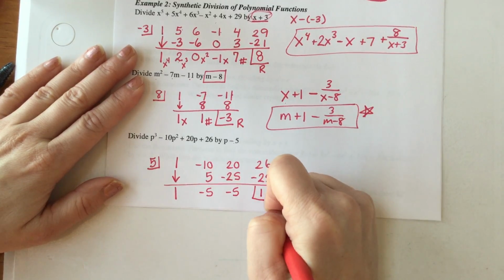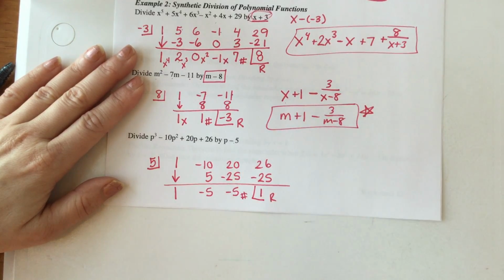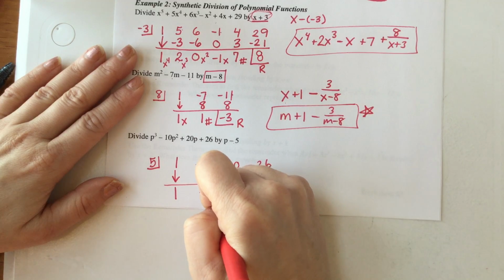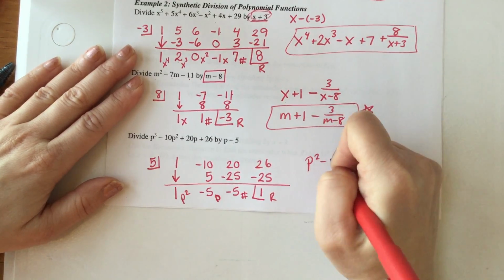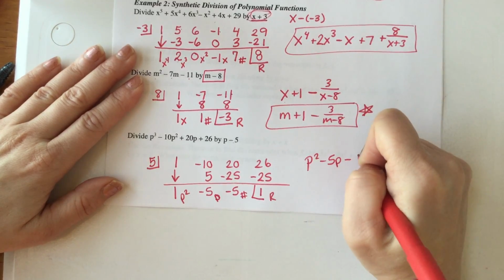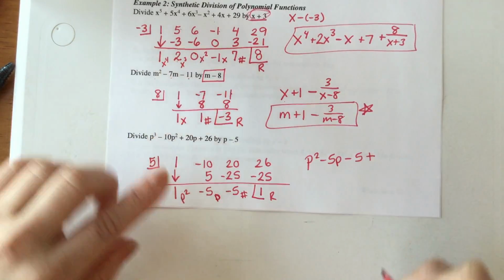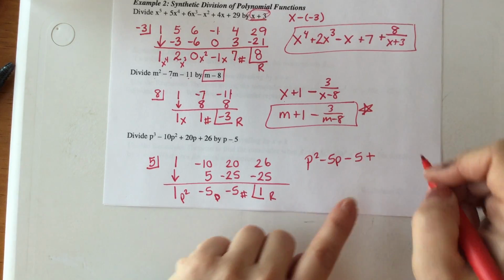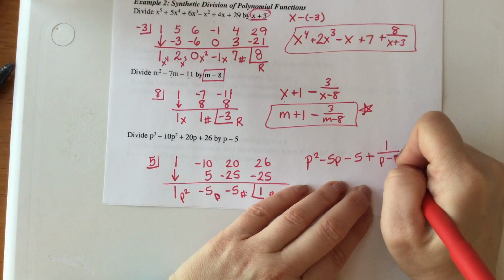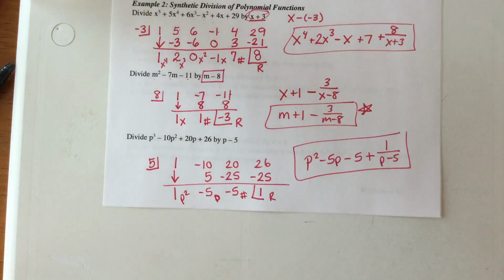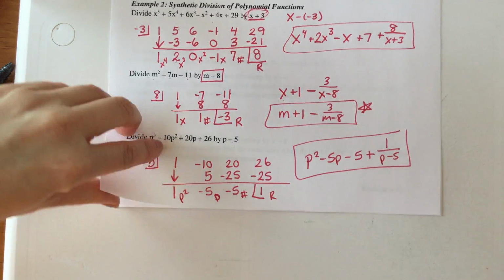The last number is the remainder. Next to that is your constant. Your variable, this time it's a p. This would be p squared. So I have p squared minus 5p minus 5 plus, because my remainder has a positive value, the value of the remainder is 1 over p minus 5. So again, still dividing polynomials, just a second method called synthetic division.